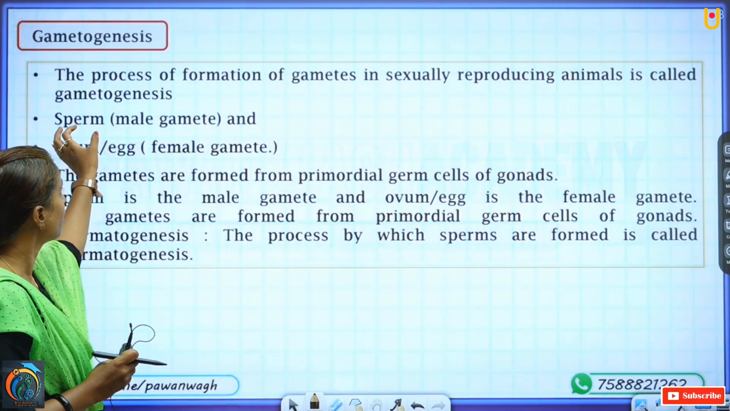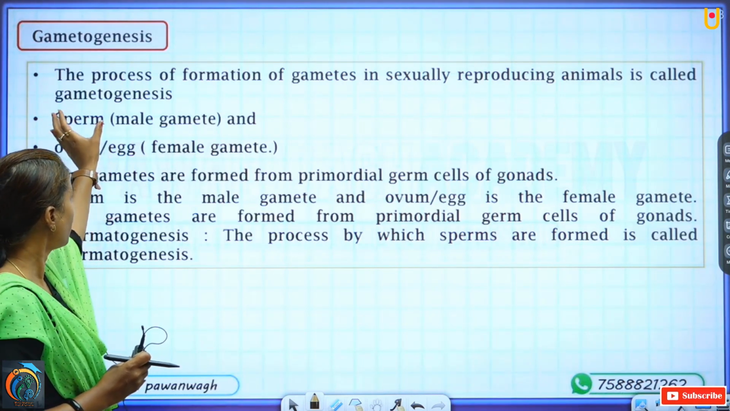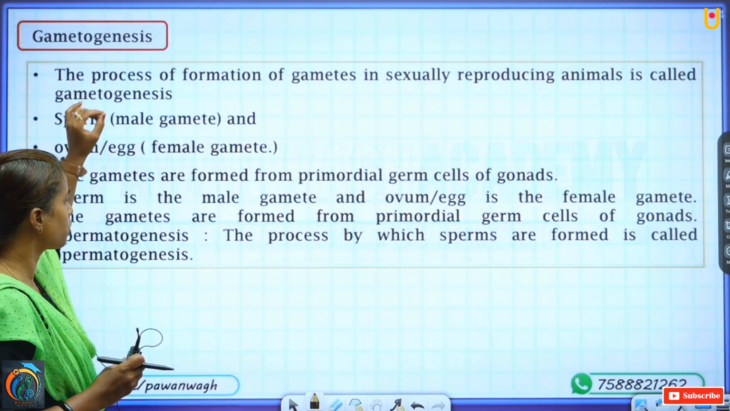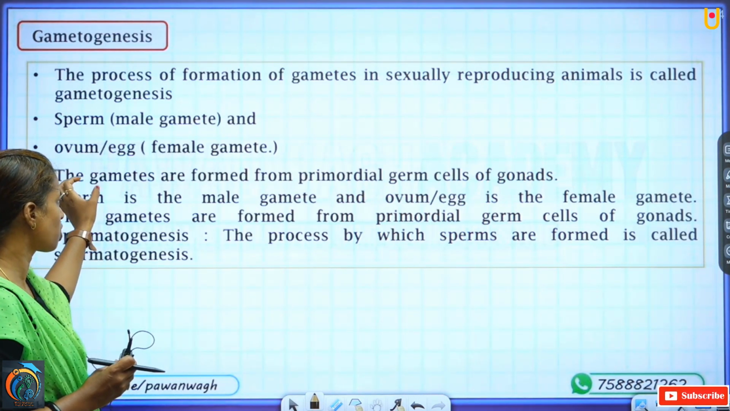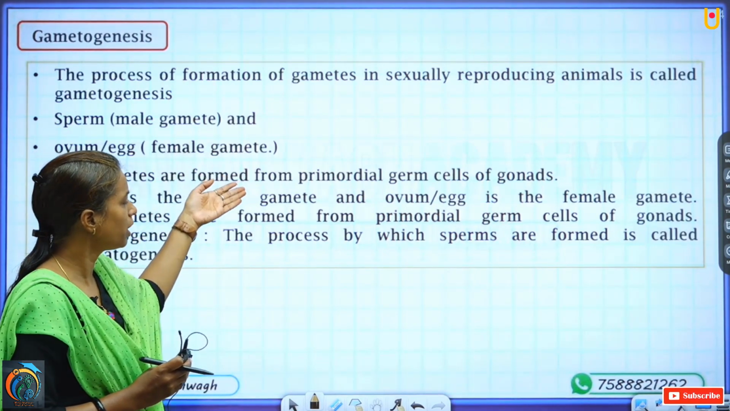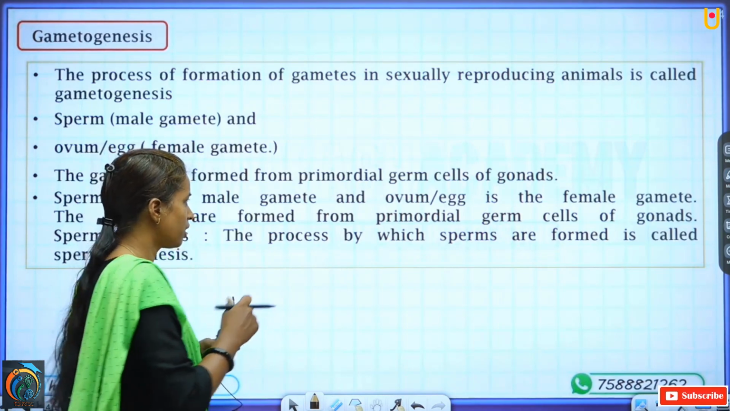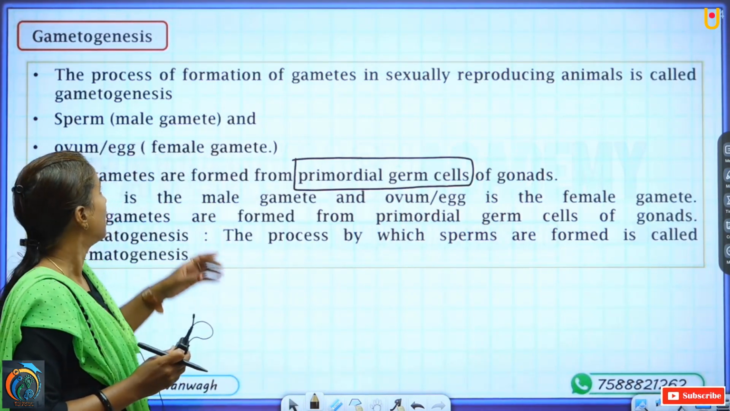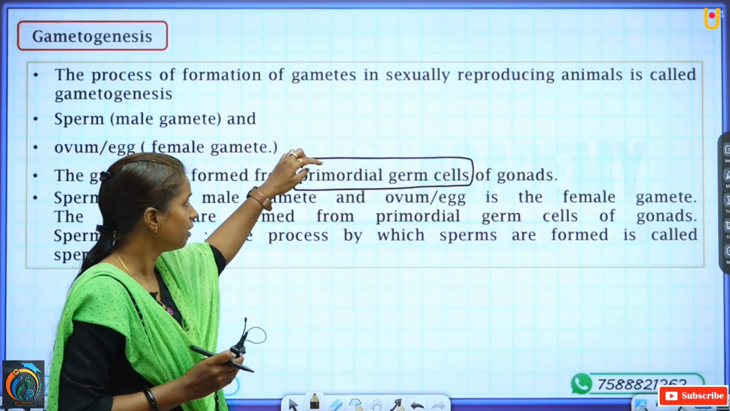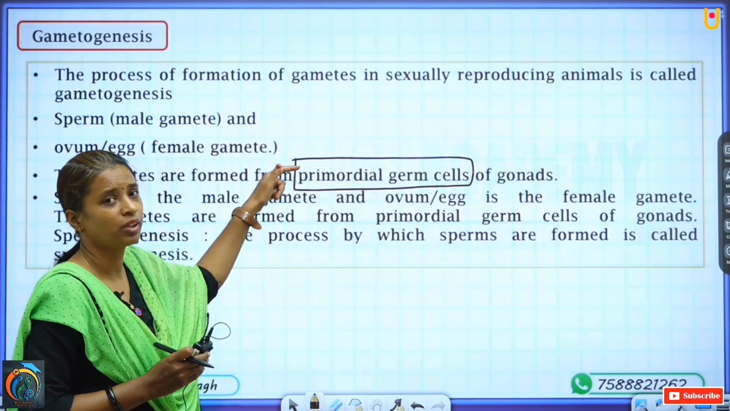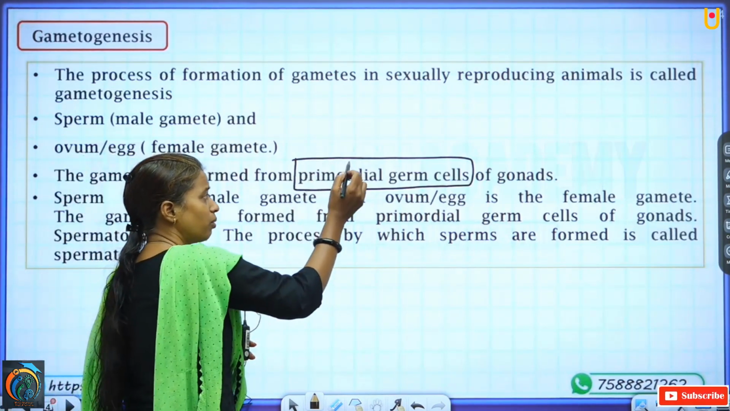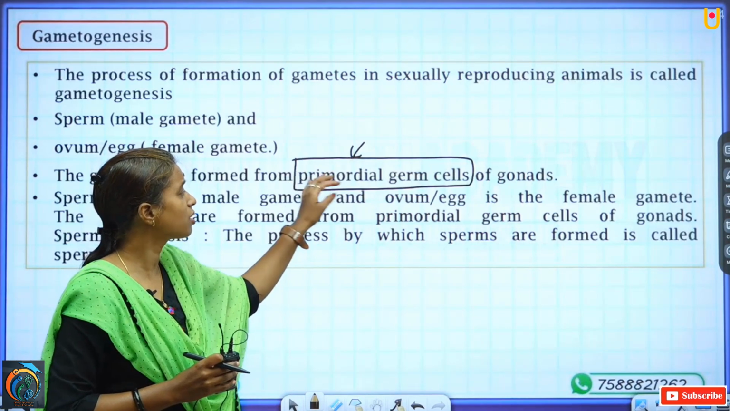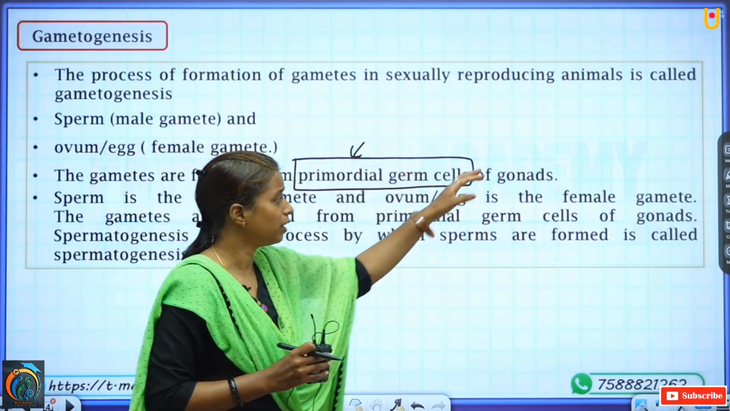Just now I told you the same thing again. Female gametes are ovum and male gametes are sperms. And how are they forming, how is the process of gametogenesis taking place? The process of gametogenesis occurs with the help of primordial germ cells. These primordial germ cells are very important in gametogenesis because they provide the base for the formation of gametes. These are the cells from which the gametes originate, and they are present in the gonads.